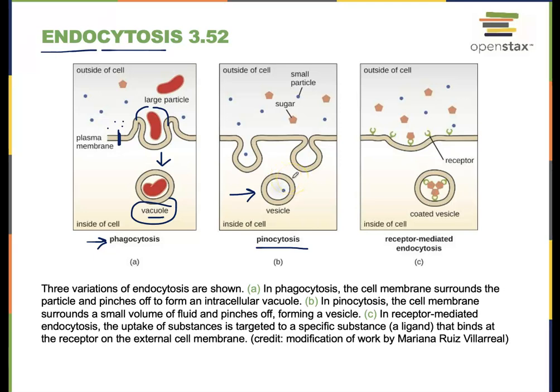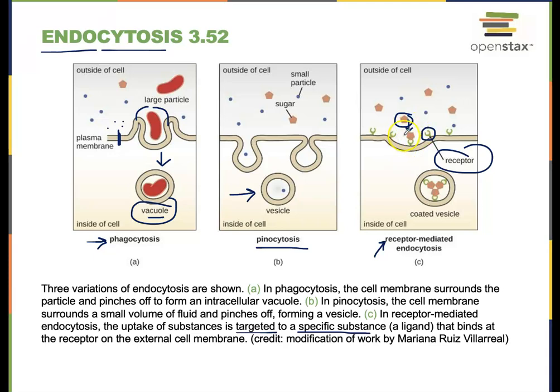The last kind of endocytosis here is called receptor-mediated endocytosis. And now we're taking up targeted and very specific substances, and each binds to a receptor. So for receptor-mediated endocytosis, we have a receptor. Receptors are special proteins on the membrane, and they fit only a particular kind of molecule. So they're going to target one kind of molecule. In this case, we see these beige or mauve shapes coming in. So these are going to attach to the receptor.